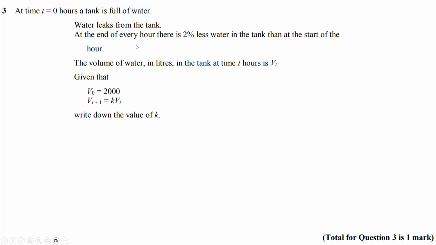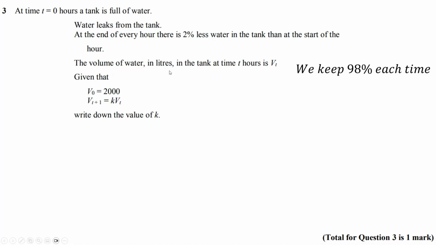At time t equals 0 hours, the tank is full of water. Water leaks from the tank. At the end of every hour, there is 2% less water in the tank than at the start of the hour. So that tells us if we have 2% less and we had 100% to start off with, then every single hour we only keep 98% of our amount. Okay, and that'll be important.